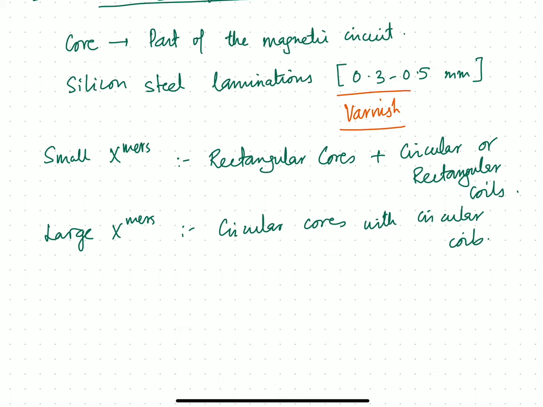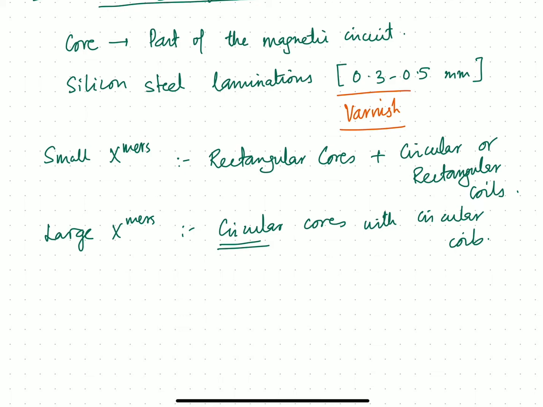Now, why is this? This is because the circular core occupies less space when it is wound up by circular coils, and also, considering the mechanical forces in these large transformers under short circuit conditions, it is seen that the circular shape is ideal, and it does not allow the winding to get damaged. So that's why this circular core with these circular coils is used.